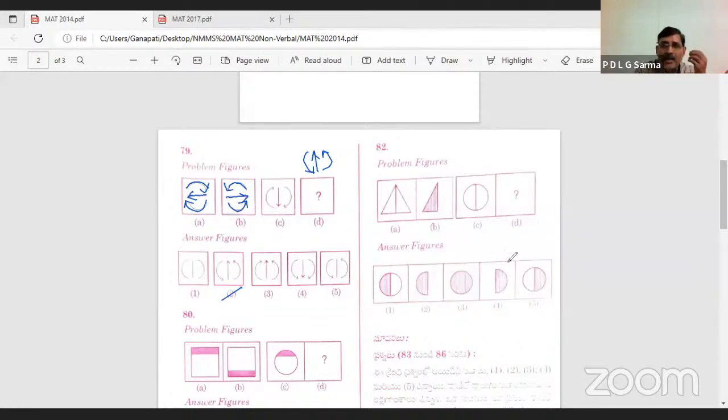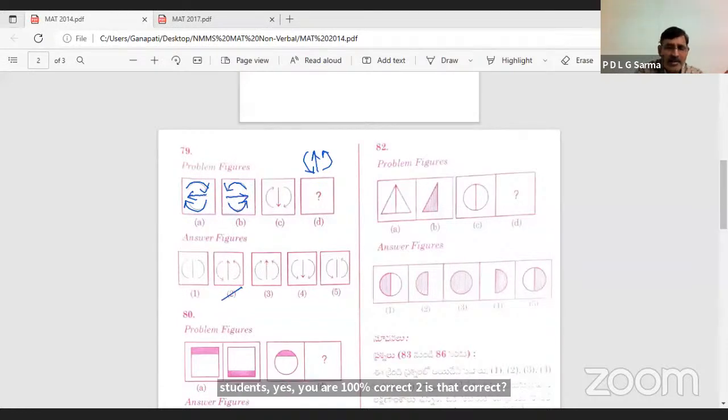Okay, students. Yes, you are 100% correct. 2 is the correct answer for this. All of you identified it correctly. I think now you got the idea, at least, of the way in which we have to check the figures. Now let us go for the next one.